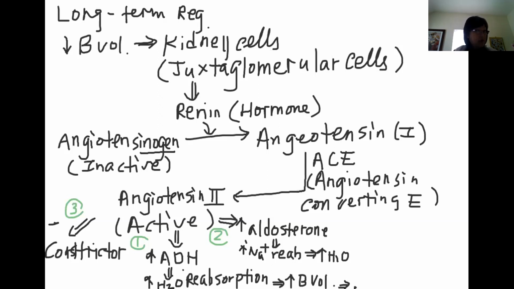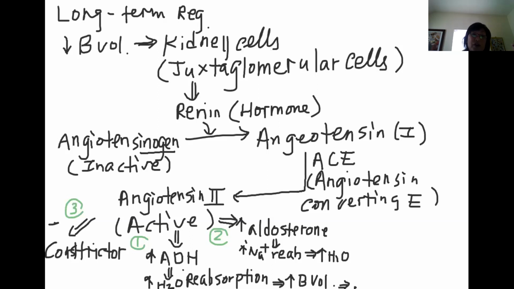All right, for long-term regulation, let me just mention it. You don't need to write anything down. This angiotensin mechanism definitely is the major mechanism for long-term regulation. Also, long-term regulation is involved in the blood's total concentration regulation, called osmolarity regulation, osmolarity of the blood. This regulation is through the hypothalamus.